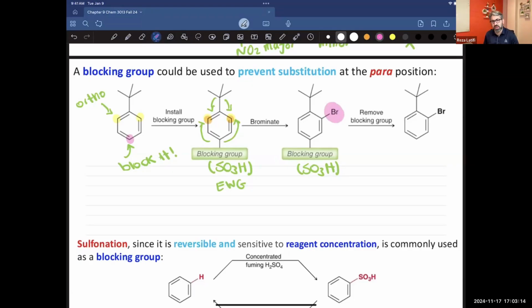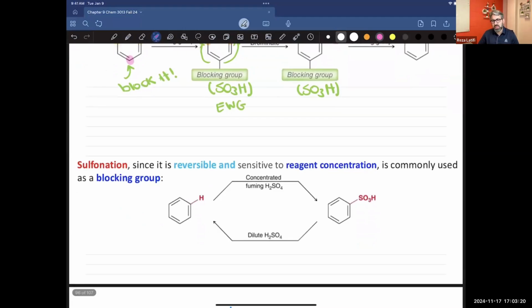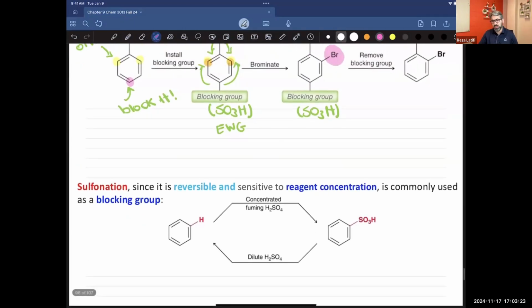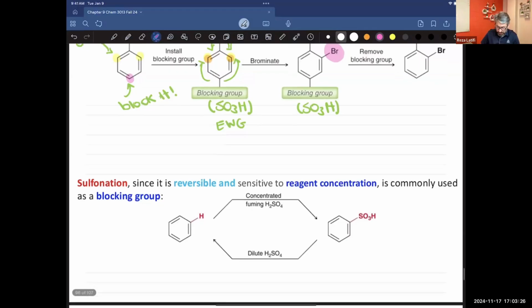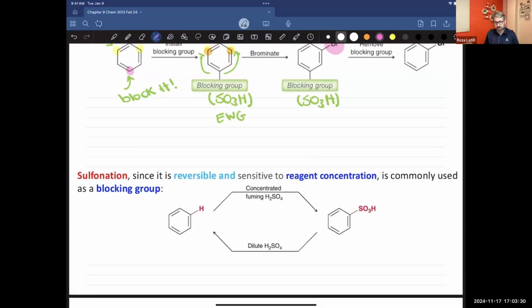Now, time to get rid of the SO3H. SO3H can be easily removed by using a diluted solution. Okay, what's the reason behind it? The reason is that you technically have a reversible reaction. Whenever you put SO3H on the ring with a high concentration of sulfuric acid, you can remove it if you introduce the product to a low concentration of the same acid. Just simply dilute the solution, and the reaction will go back. Again, why? Because I have a reversible reaction.